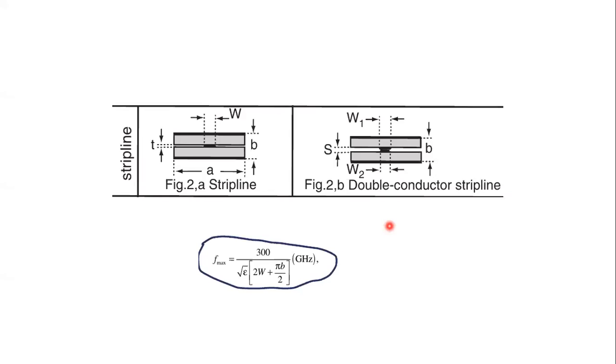Okay, but what is the reason why we have so many transmission lines actually? It totally depends on the kind of requirement. And of course, one has an advantage over the other. That also is the reason why we have a number of transmission lines. Like this strip line is better than any other transmission line.